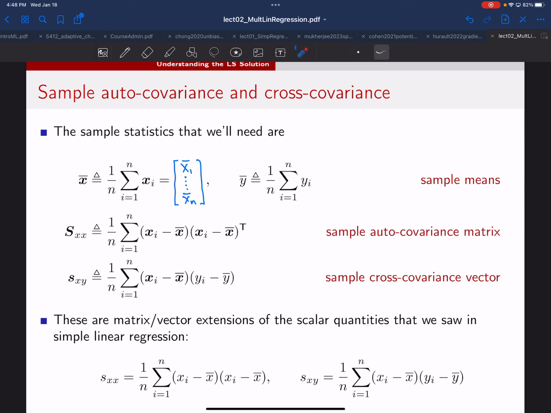Okay, we saw this in the last unit. y bar is just the scalar sample mean of our scalar targets. That's good.